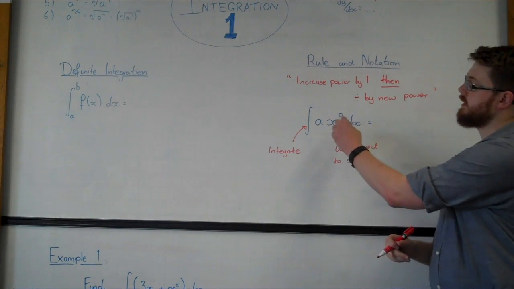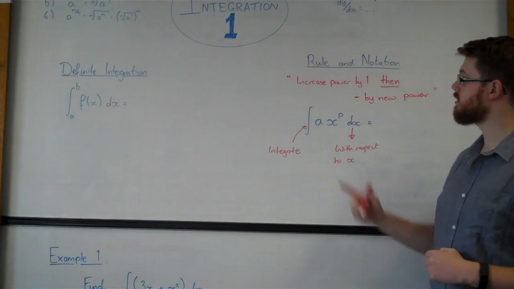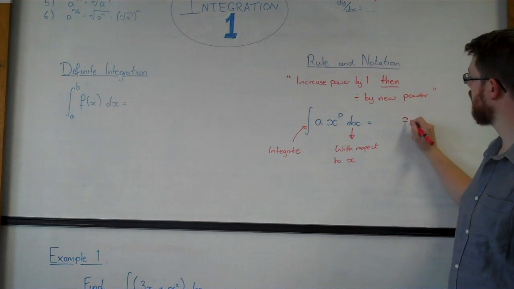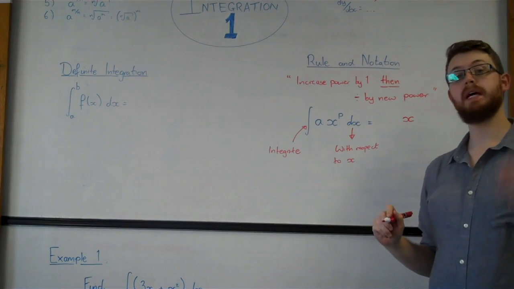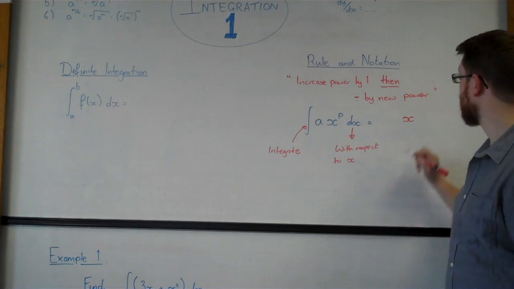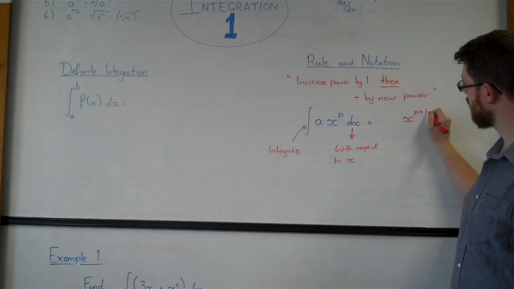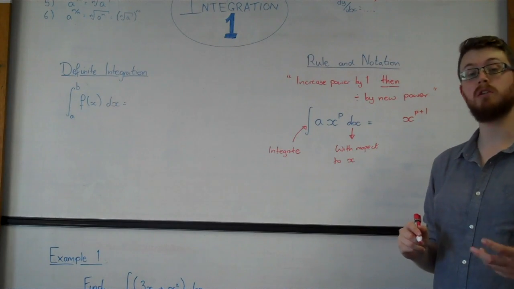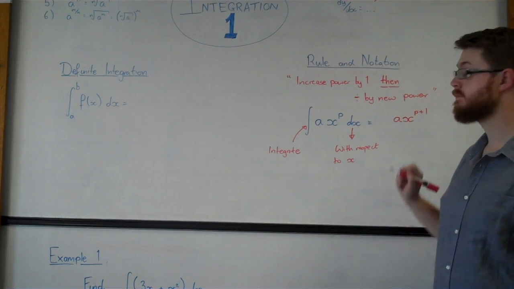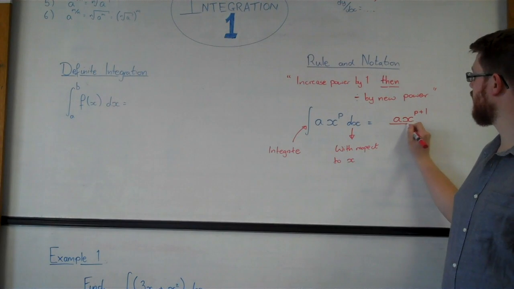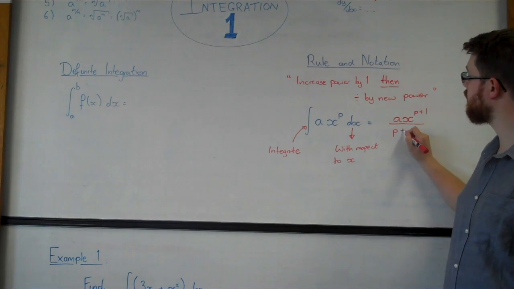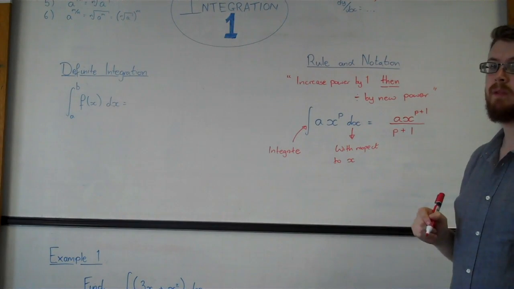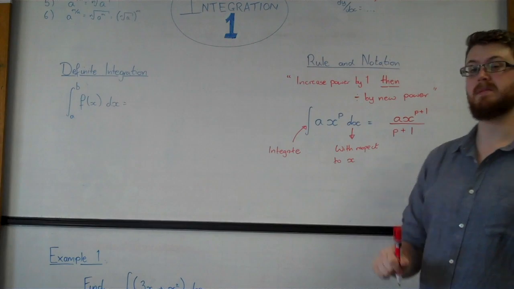So we start with ax to the p. Following our rule, we increase the power by 1, so our power goes from p to p plus 1. The a on the front, remember a is just a number, it's a constant, stays there. And then we divide by the new power. So whatever this number is, we divide by it. We're going to look at a couple of examples in a moment with some actual numbers in.